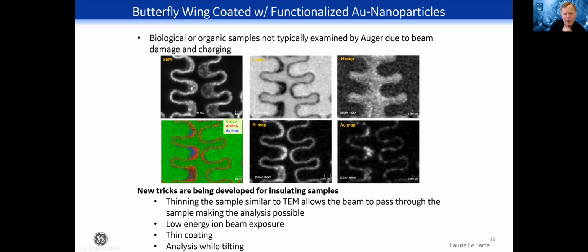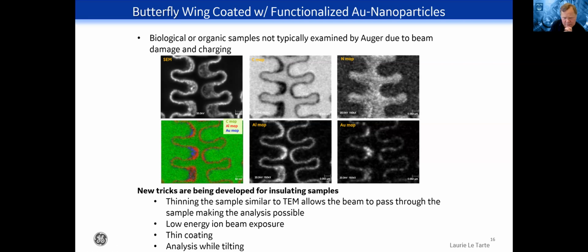The carbon is from the sample prep outside of the butterfly wing. We could see the nitrogen is enriched only in the region of the butterfly wing cross section. It's clear that we do have both the aluminum inner layer as well as the gold outer layer that was applied. Those are apparent in the individual images as well as the color overlay.